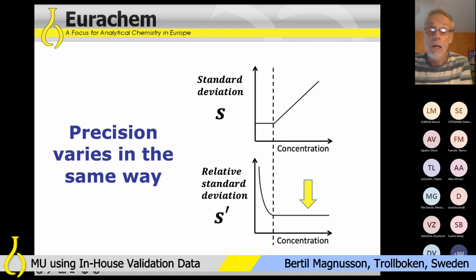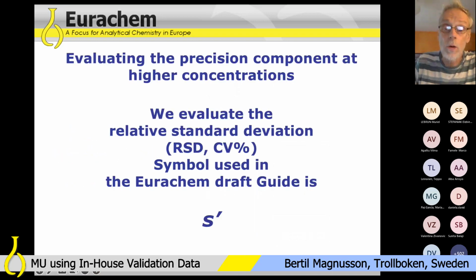look at the high level. And there you can see that the relative standard deviation is constant. So therefore, we will only talk about relative standard deviation. We could do that with RSD, relative standard deviation, or CV%. So if I have 10% standard deviation, I will have an RSD of 0.1. The symbol that we use in this guide is the S' for indicating that the standard deviation is relative.